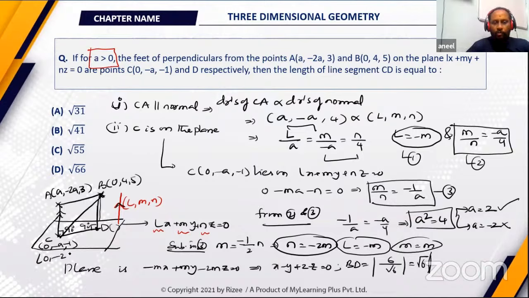BC length, if you find out 0, 4 plus 2, 6 whole square, 36 plus 36, this is root 72. This is root 72, this is root 6. So from the right angle triangle, this length is going to be what? Root 66. Hence, this is the answer.